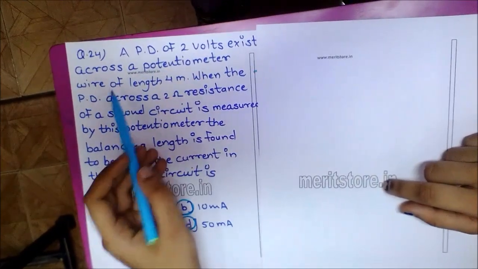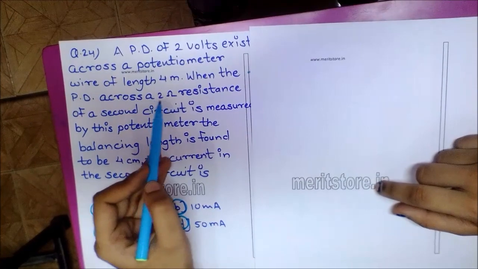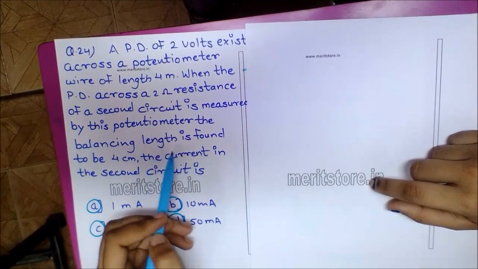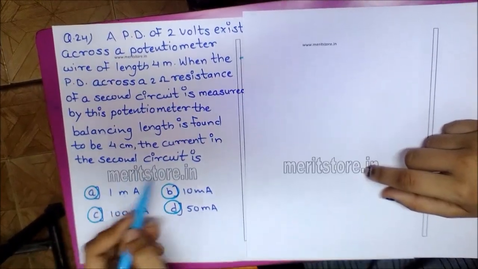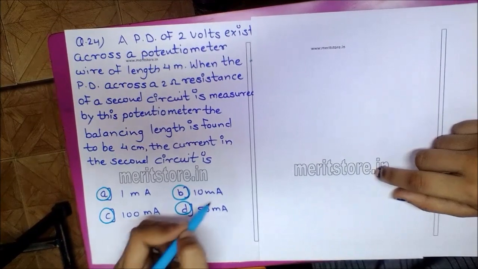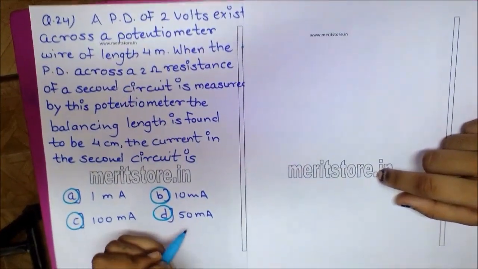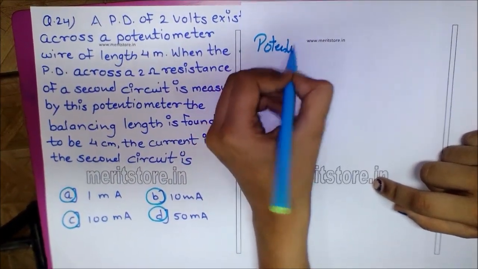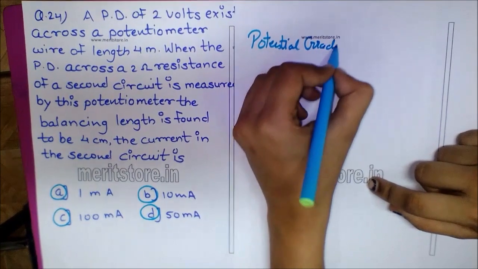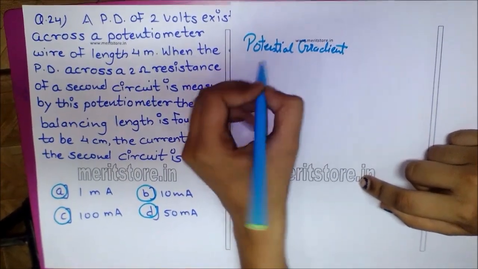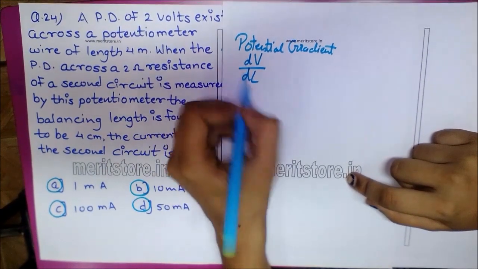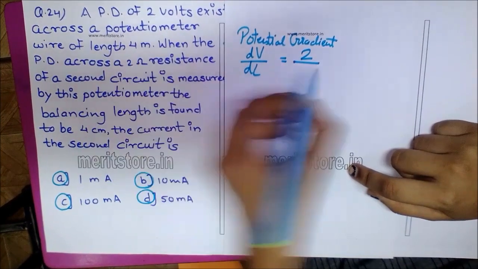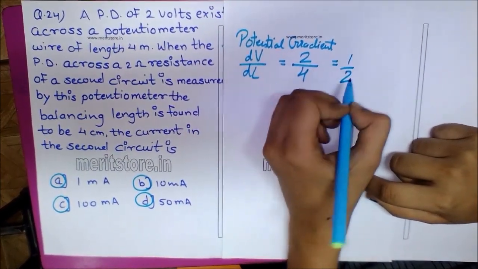Exists across a potentiometer wire of length 4 meter when the PD across a 2 ohm resistance of a second circuit is measured by this potentiometer, the balancing length is found to be 4 cm. The current in the second circuit is A, 1 milliampere; B, 10 milliampere; C, 100 milliampere; D, 15 milliampere. So first let's go through the potential gradient. The formula of potential gradient is dV by dL. The volt is given to us as 2 volts upon the length is given to us as 4. 2 by 4 boils down to 1 by 2.